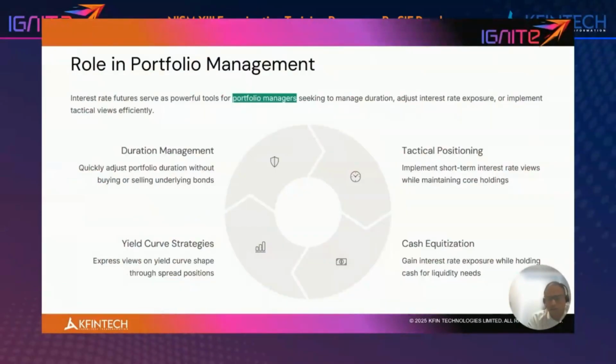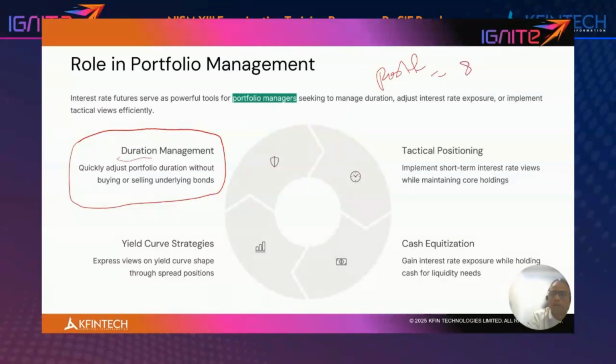Now, what is the role of interest rate futures in portfolio management? Let's understand. These are complex subjects. Duration management. Suppose you are a fixed income portfolio manager and your portfolio duration is, let's take 4.5. This is your portfolio duration. Now that means the average maturity of your portfolio is 4.5 years. Now if you want to increase or decrease the duration, you can buy the futures to increase the duration or sell the futures to decrease the duration.